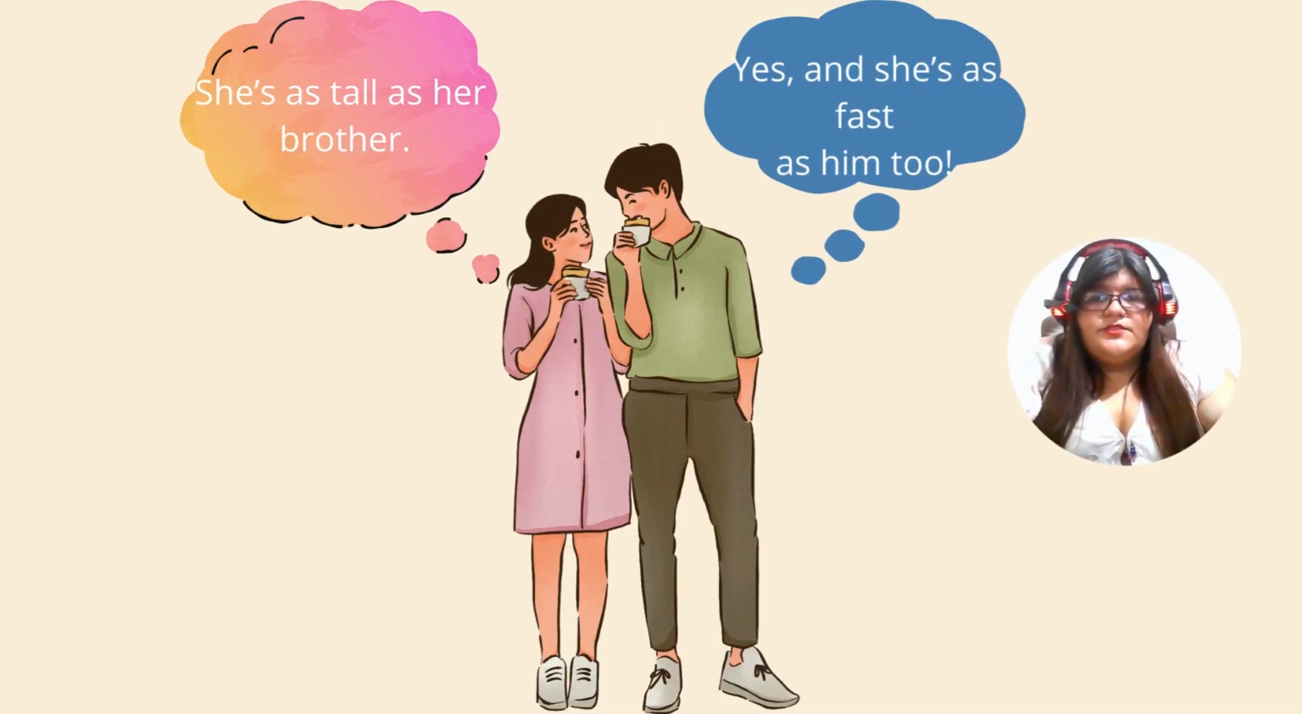Then we have this other example. They are talking about one friend of theirs. She's as tall as her brother. And the boy says, yes, and she's as fast as him, too.